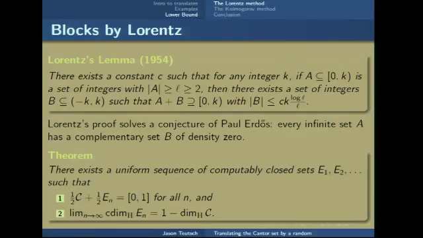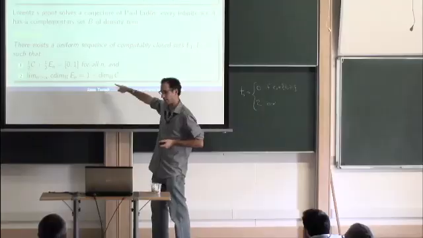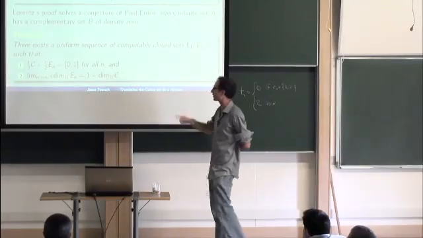Lorentz's proof actually solves a conjecture of Paul Erdős, which was that every infinite set A has a complementary set B of density 0. So that's an interesting point. Here, I'm going to say the theorem is that there exists a uniform sequence. By using this lemma, we can actually approach the lower limit. We can get a point of really low constructive dimension.